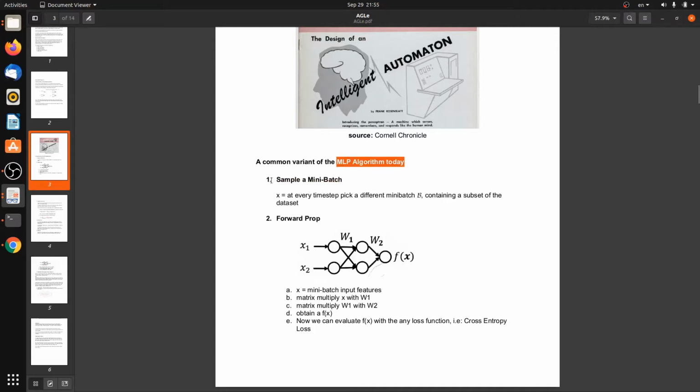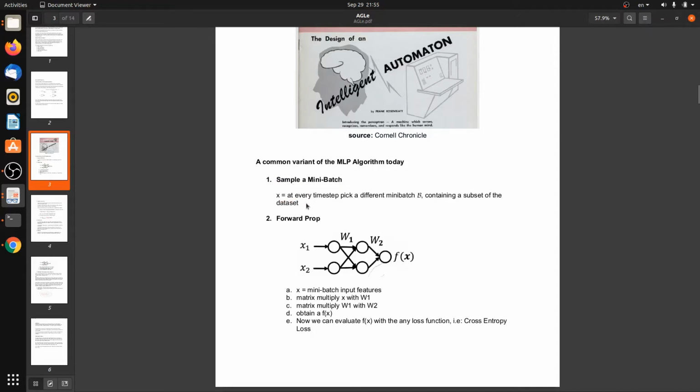So the first step is that we have to sample a mini-batch. Why do we do this? Usually we have a set of inputs. Let's say that we have x1 and x2. These are our input parameters, and depending on the use case, it can be millions of parameters. So it's very inefficient to compute over the whole data set. That's why we operate over many batches of data.